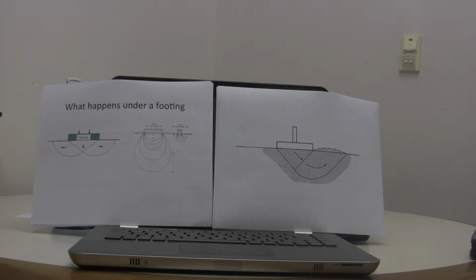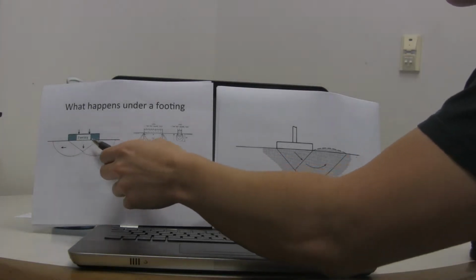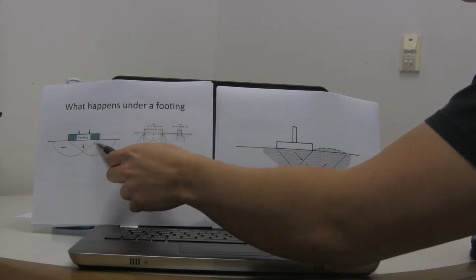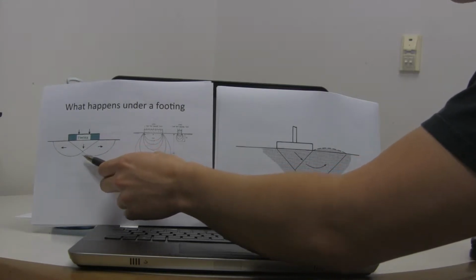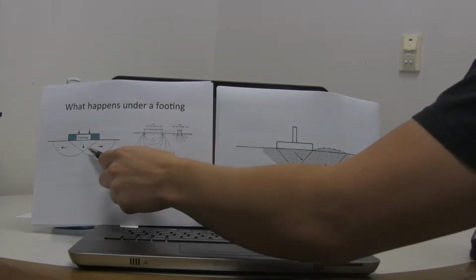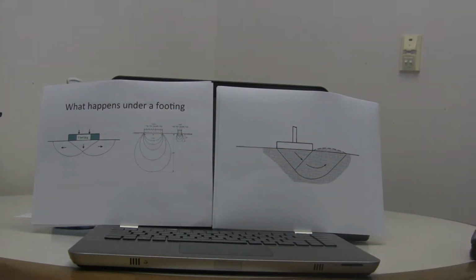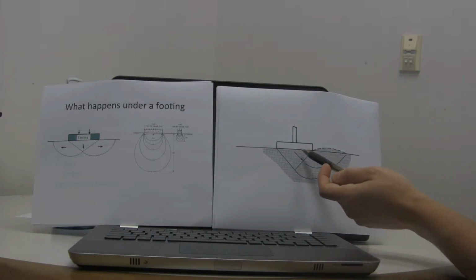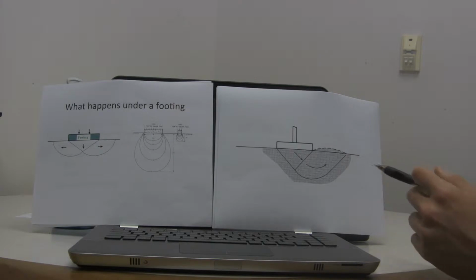This conical splaying out of energy is similar to what happens under a footing. As one can see here, under the footing the energy goes down in a conical fashion, pushing the soil below it downwards, and then due to Newton's third law, the soil around it is pushed outwards and upwards. This can also be seen in this diagram. It's being pushed down, out, and up.